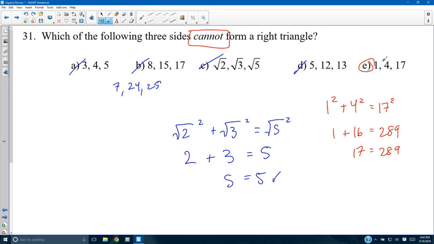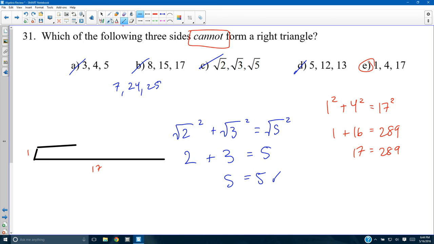Furthermore, I'm going to be a little more specific. This can't form a triangle. If you think about it, it's not completely drawn to scale, but here's 17. Let's pretend like this is 1. Okay, and pretend like this is 4.